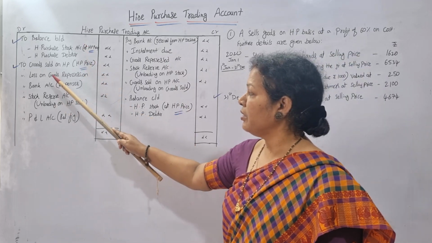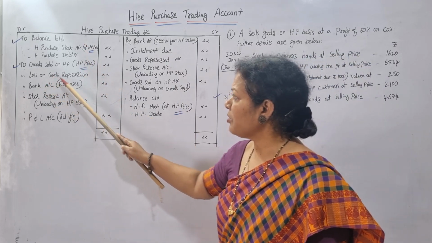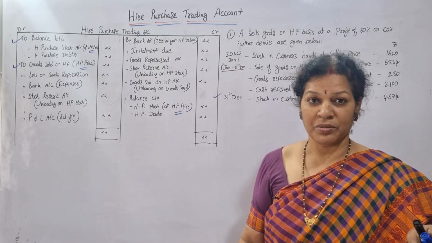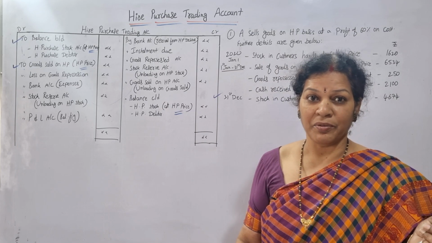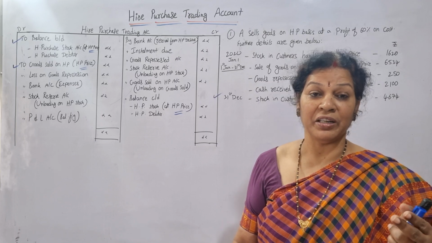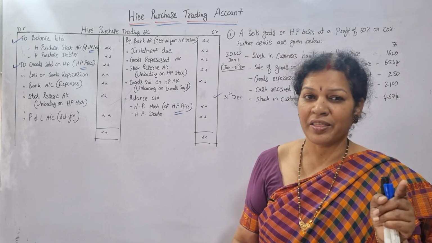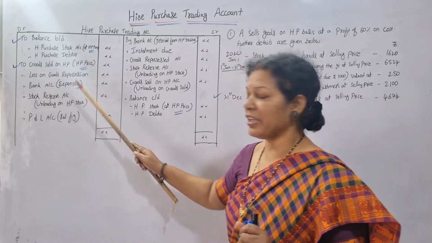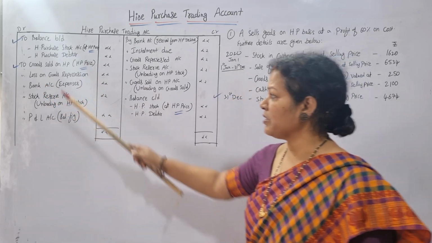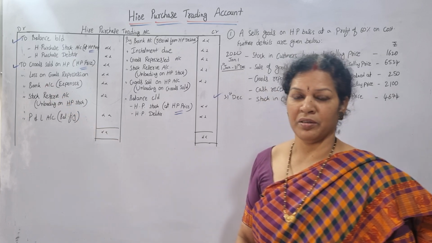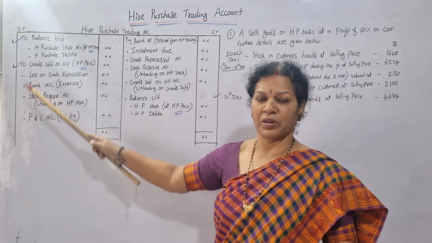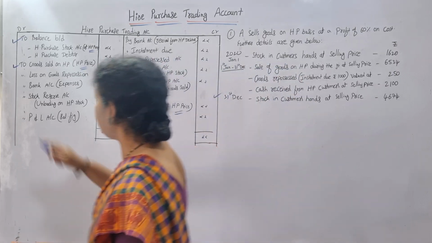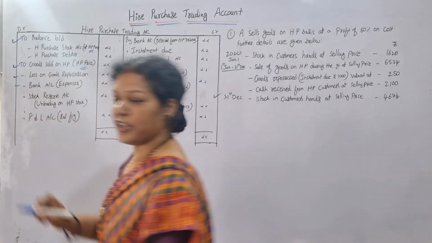On the debit side you will get loss on goods repossession. When there is a default, the vendor takes back, or repossesses, the asset. If he gets any loss there, that loss will be on the debit side. Also expenses, if you spend anything. Most of the time you may not find these two, but if you find them, you will write them on the debit side. Okay, the two are over, loss and expenses.